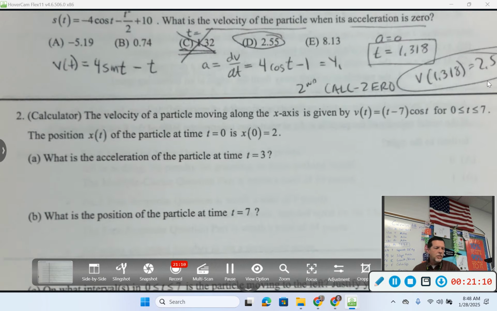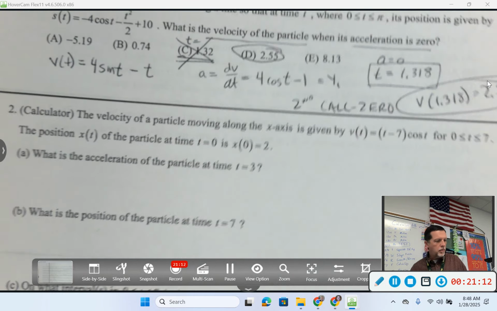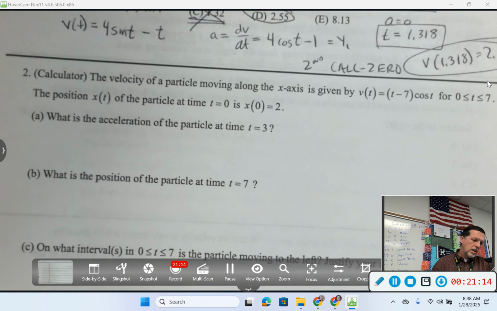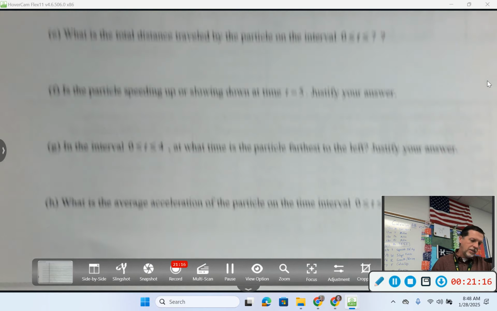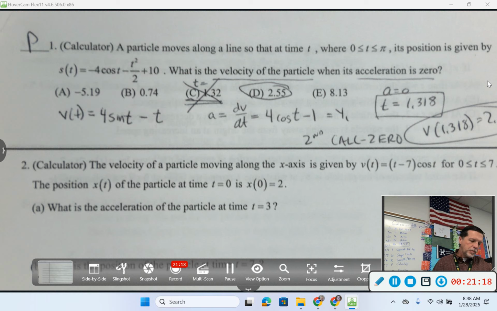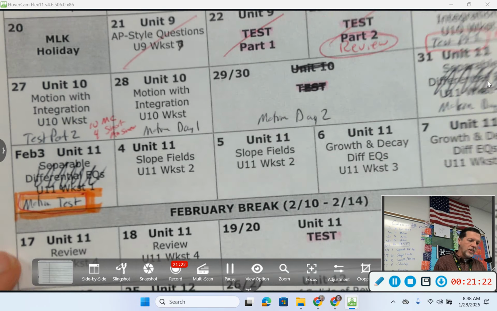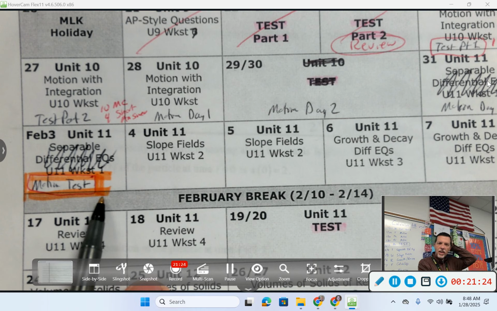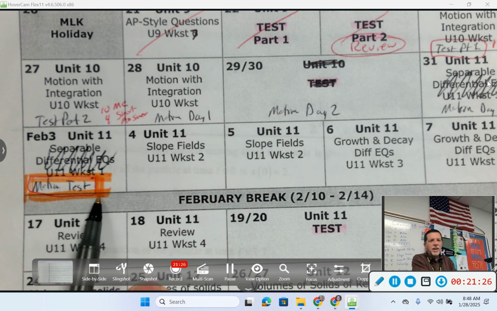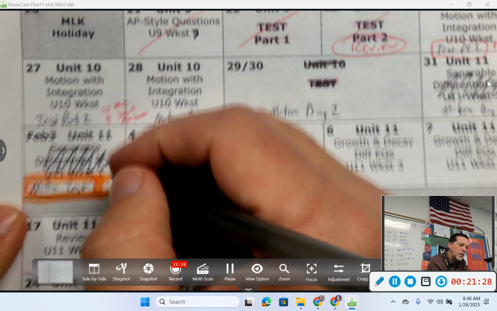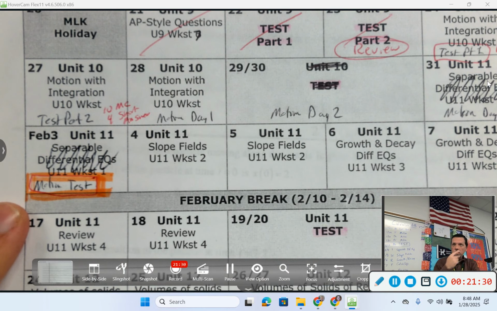Let's do this one more, and then I think we'll be probably done for today. Calculator. Little side note while I'm looking at this free response question. For this motion test, I think I mentioned this to somebody yesterday. It's going to be part with calculator, part without calculator.